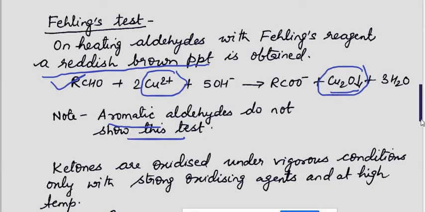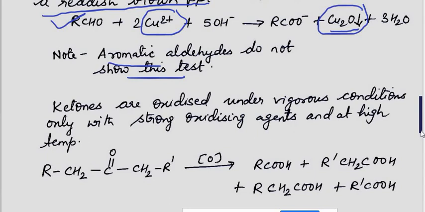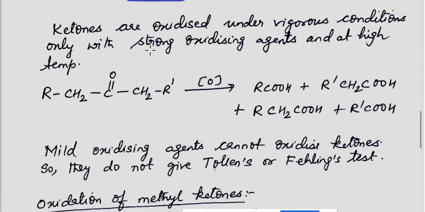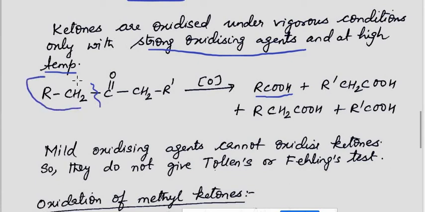And the last part here says that ketones are oxidized only under vigorous condition. As I told you, vigorous condition means under the presence of strong oxidizing agent and only at higher temperature. So see, what happens when ketones undergo oxidation, you can see that various carbon-carbon bonds are broken. So see the product. How will this product be formed? This product will be formed when this bond is cleaved. When this bond is cleaved, you will get RCOOH.